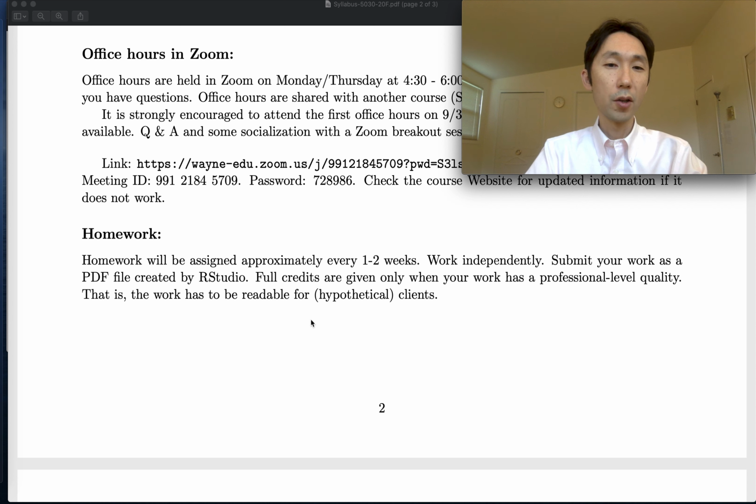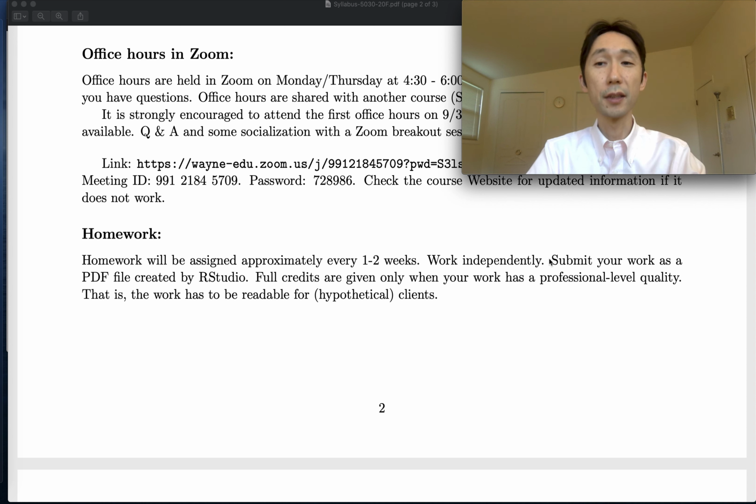And the homework will be assigned approximately every 1 to 2 weeks. So basically, this is our exercise. You have to write your code, and you have to submit the code with outputs. Work independently. You can talk about homework with friends, but work independently when you write your code. And submit your work as a PDF file created by RStudio.